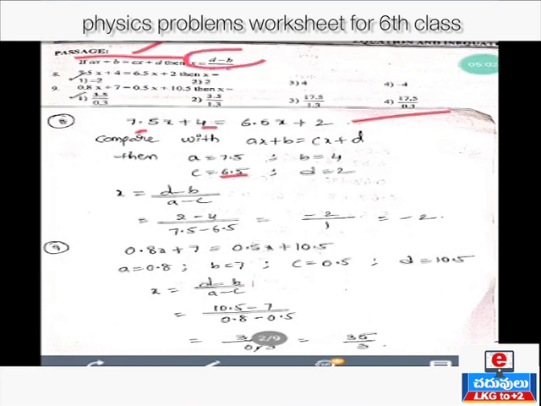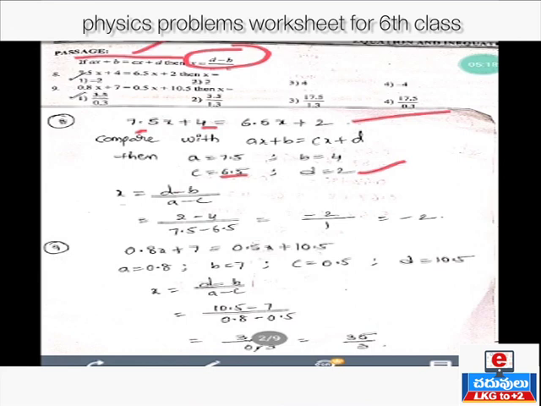By using this formula, we can find out the x value. What is the x value here? x = (d - b)/(a - c), what they given in the passage. What is the d value? 2 minus b means minus 4, a means 7.5 minus c is 6.5.